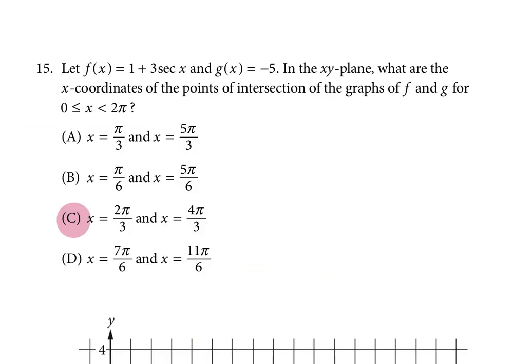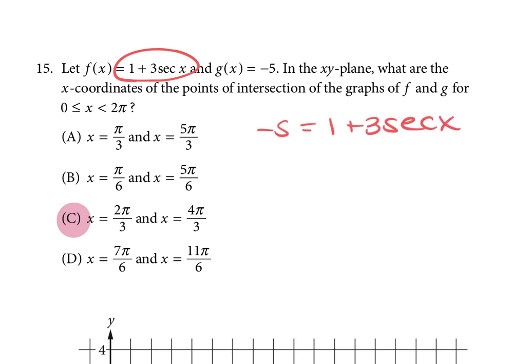All right, let f of x equal 1 plus 3 secant x and g of x equal -5 in the xy plane. What are the x coordinates of the point of intersection of the graph? So if I know that this graph is based on what? It's based on the reciprocal of cosine, right? So if you wanted to know where, you could actually just set this equal to -5.